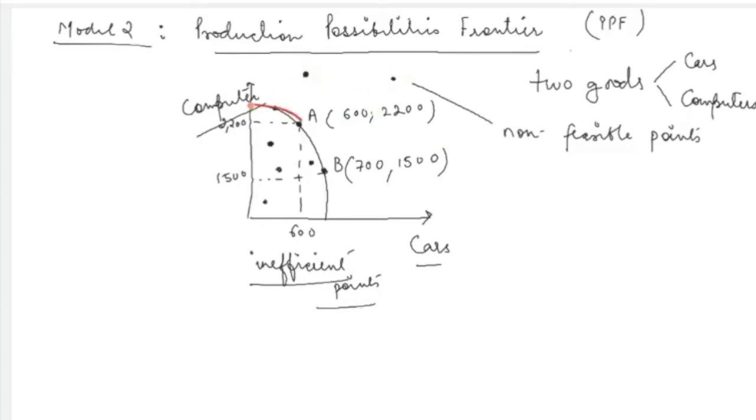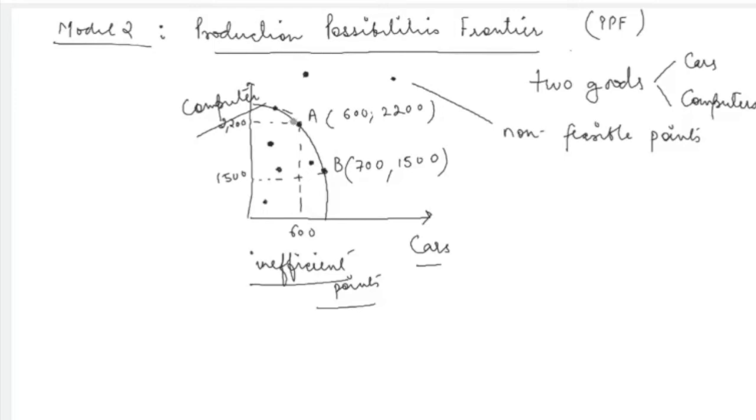So basically the production possibility boundary tells you the maximum possible output that could be produced given your resources. All the points which are lying to the right of this boundary will be non-feasible points. Now that is about the points to the right, to the left, and on the boundary.